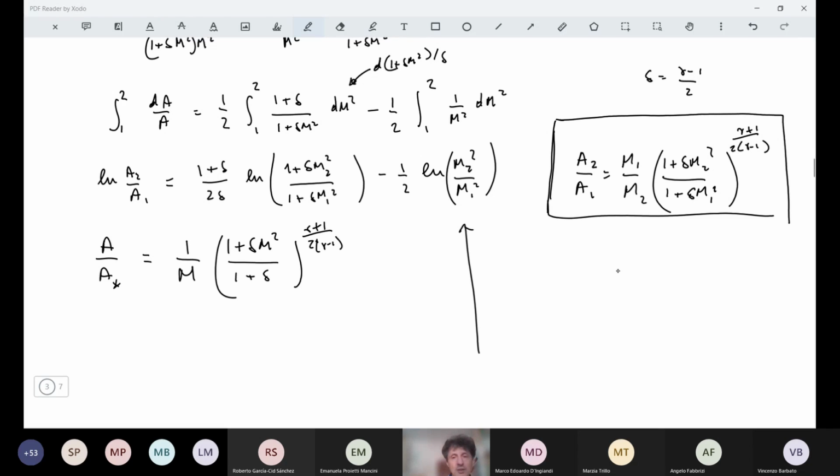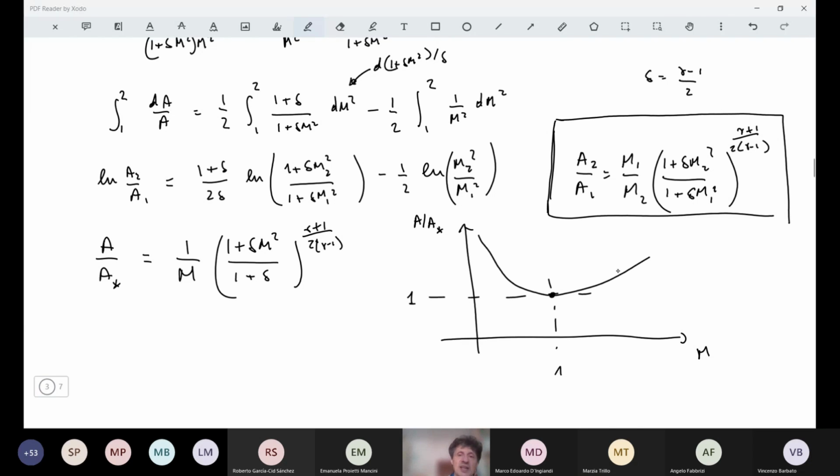That in turn can be plotted. Let's say we can plot A over A star as a function of Mach number and identify a 1, 1 point. And we see that we have something like this that tells us the allowable area ratio that can be considered. You should keep in mind that we will reach critical condition along this line.